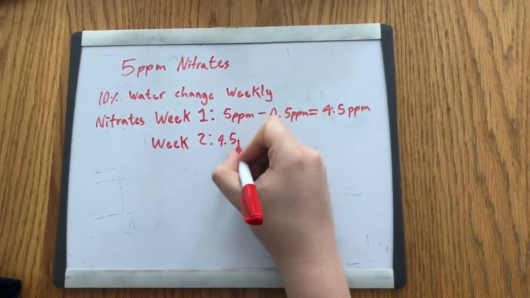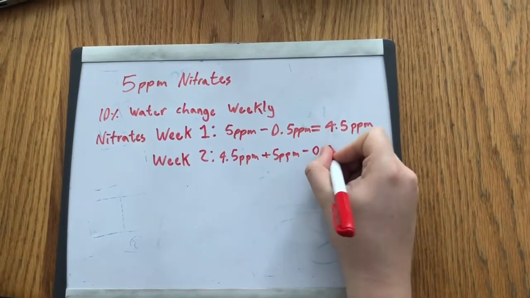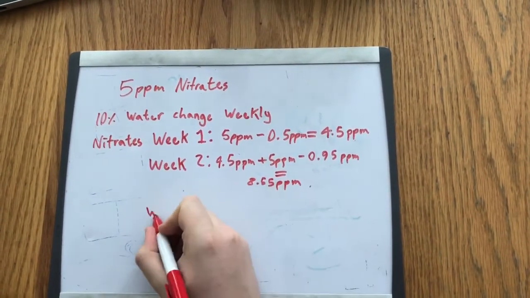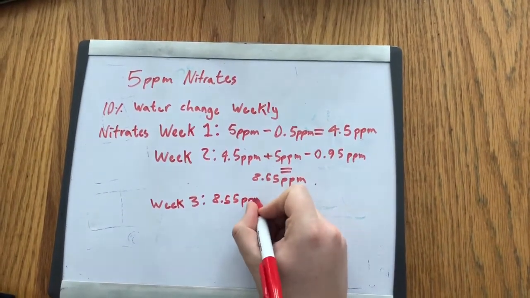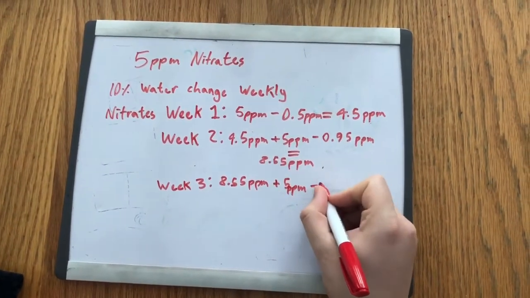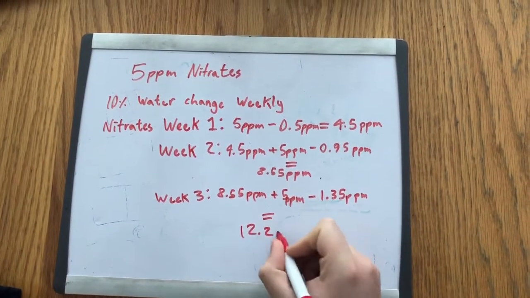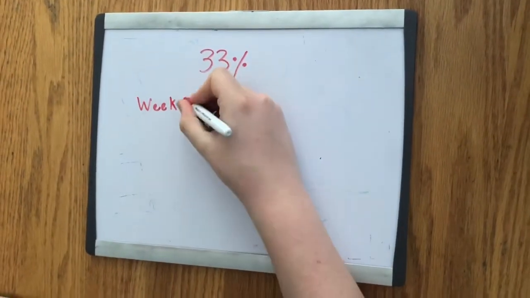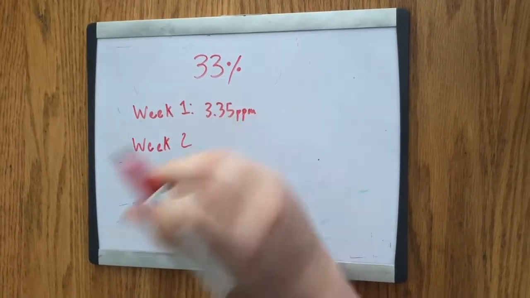Then that would carry over to week 2: 4.5 parts per million, and then I add the 5 parts per million, and then minusing the 10% water takeaway leaves us with 8.55. Then week 3, we take that 8.55, add 5 to that, the new nitrates accumulating, and then take away 10% of the nitrates once the two numbers are added together. We can see that number keeps increasing and eventually plateaus at a very high number.